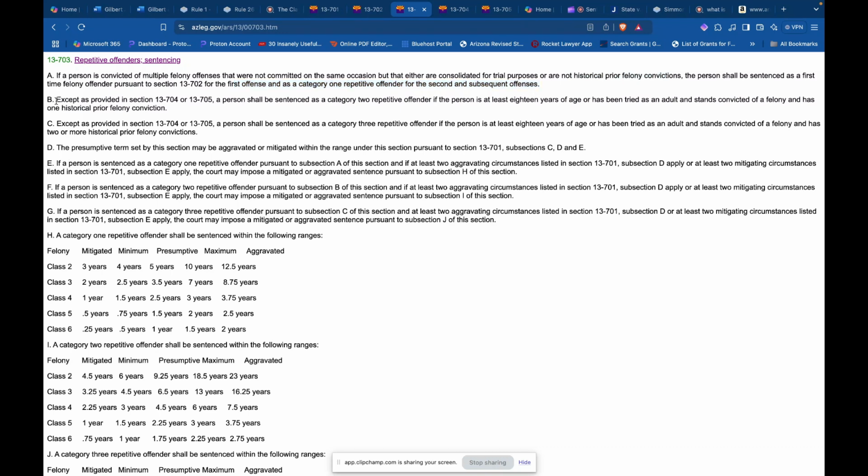So except as provided in 704 and 705, dangerous offense classification, a person should be sentenced as a category 2 or 3. So this just kind of gives you when a person should be classified as a category 2 offender or a repeat 3 offender. These are for more serial offenders. This does not apply to our person that we're speaking of today.